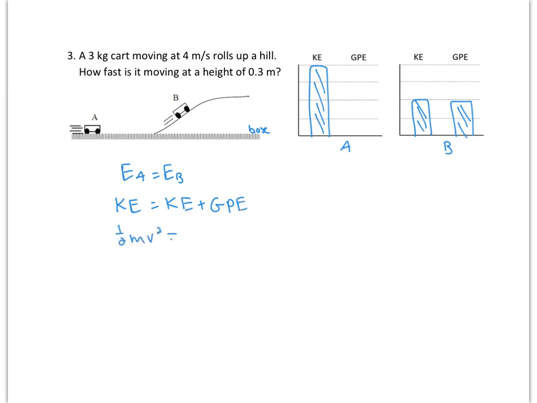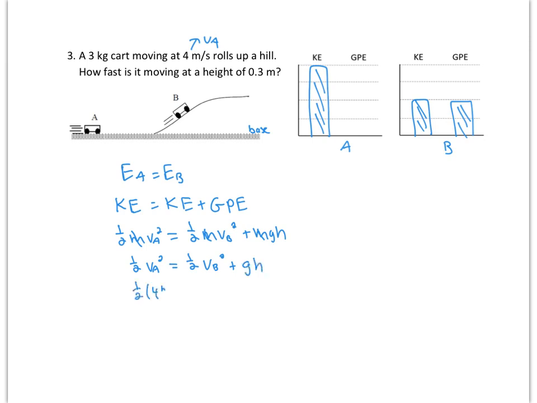1/2 mv squared equals 1/2 m, this is my v at B squared. So there are 2 v's, they are not the same. Plus mgh. Mass cancels. 1/2 v squared equals 1/2 vb squared, and if it helps, you can put a little a here to remind you that this would be your speed at A. Again, they are not the same speed. Plus gh.